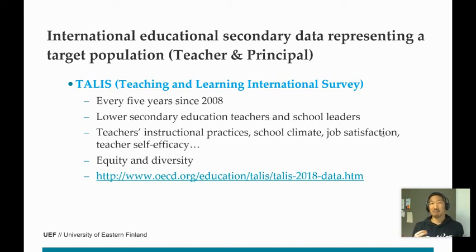And the target is lower secondary education teachers and school leaders. But individual countries have different education systems, so there is some variation in the definition of lower secondary school. Usually it's lower secondary, which means middle school or grades 7 to 9.